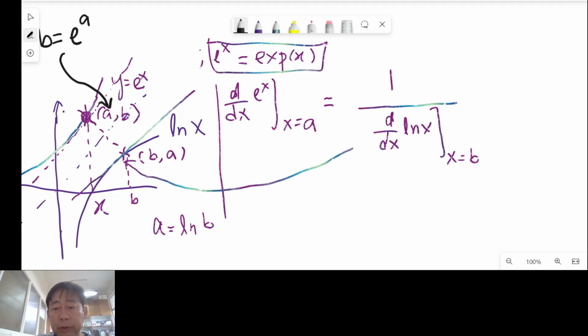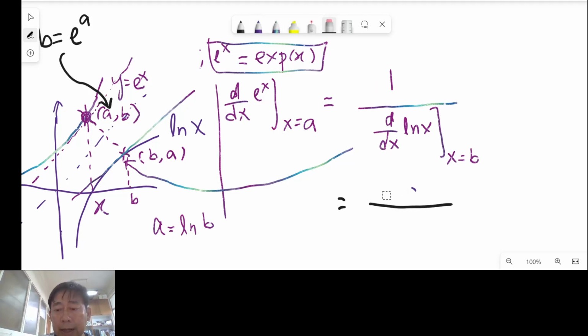So let's see how we do it. It's very simple. d/dx of ln x is known, because d/dx of ln x is, by definition, 1 over x. So 1 over x is just equal to x. Therefore, this term is equal to x.